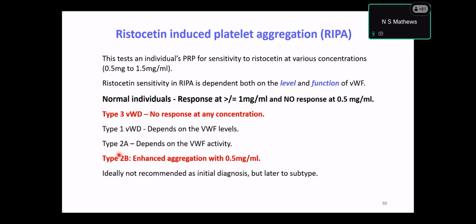This is a different pattern in the sense that there is enhanced aggregation with low dose ristocetin. Normally, even normal platelets like yours or mine, with low dose ristocetin, there will not be any aggregation at all. So absence of aggregation with low dose ristocetin is the norm, whereas in 2B, because of increased platelet binding, there will be aggregation. So that helps to rule in or rule out type 2B.